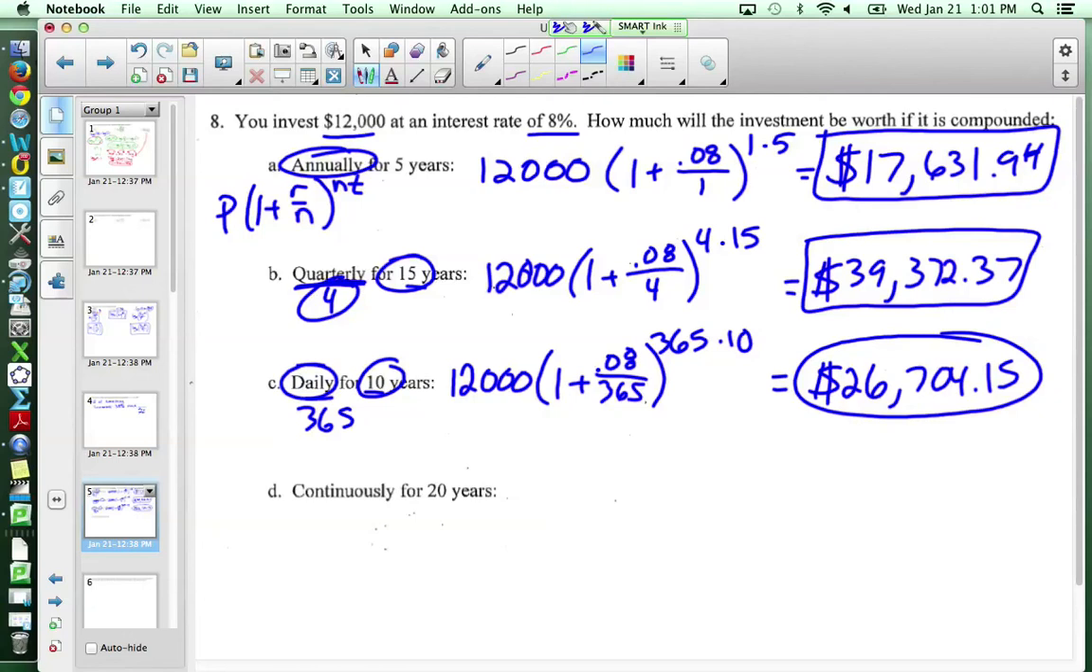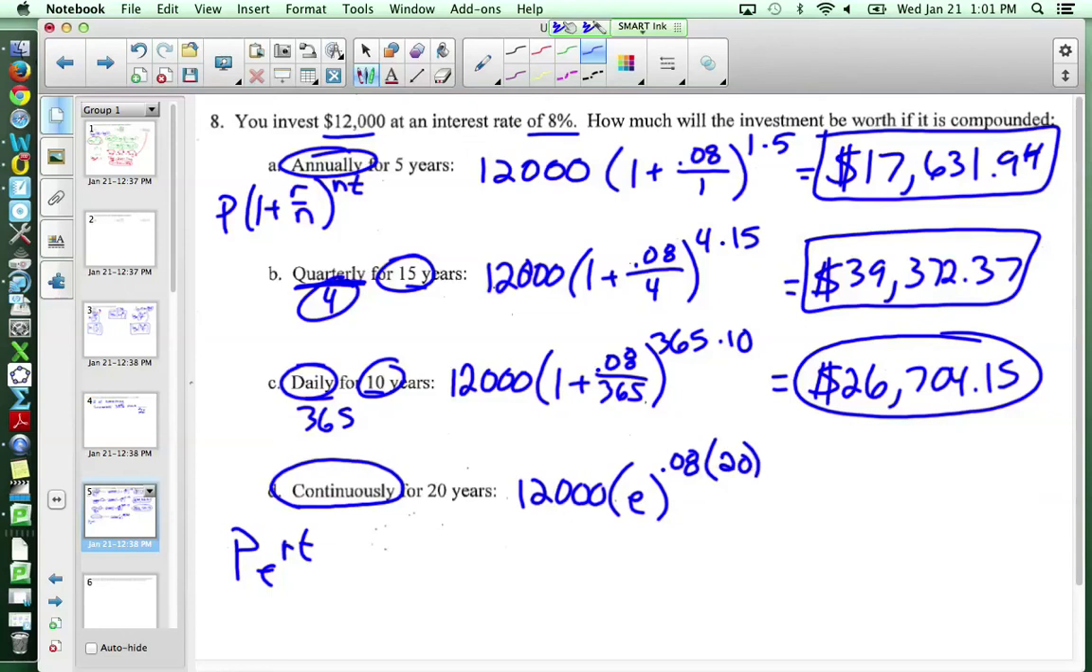For part D, compounding continuously for 20 years, we have to change the formula here. Once we're doing it continuously, this is where we use our PERT formula, P times E raised to the RT power. So we take our initial amount, 12,000, times E raised to the RT, so 0.08 is our rate, 8%, times the time, which for this piece is 20 years. Type all that into your calculator, and we end up with 59,436.39.